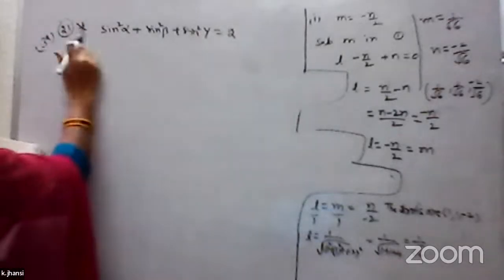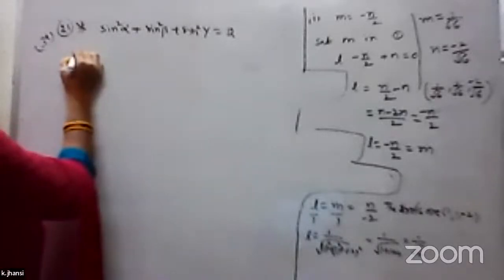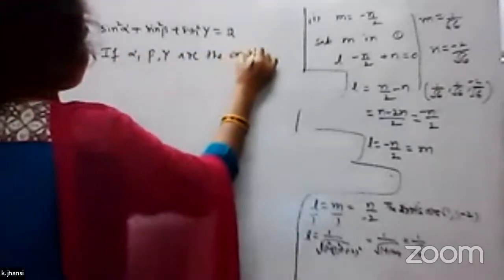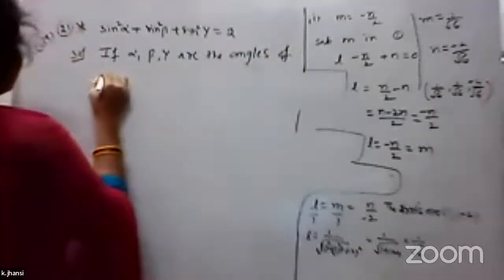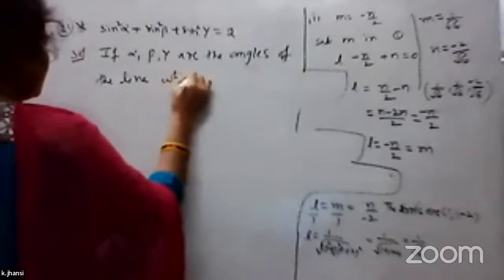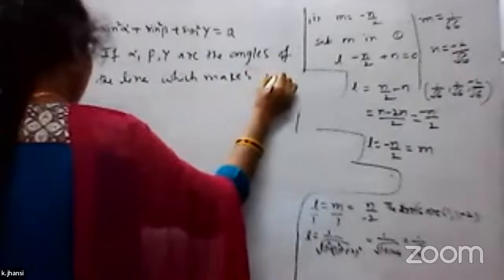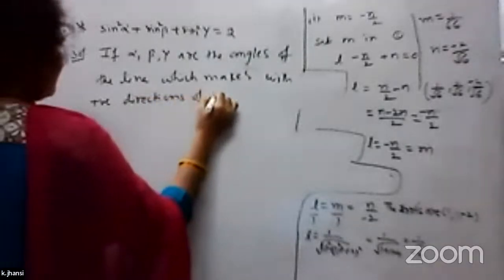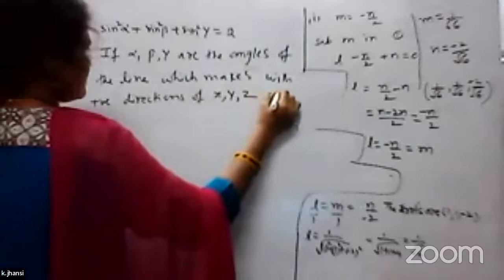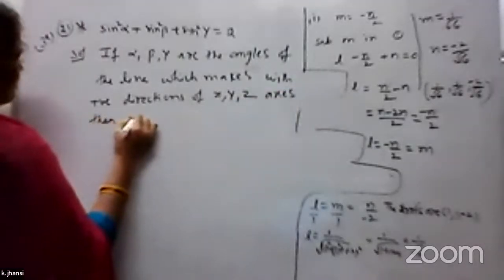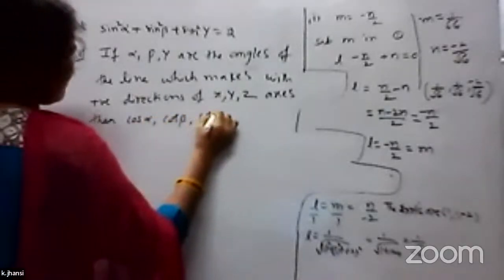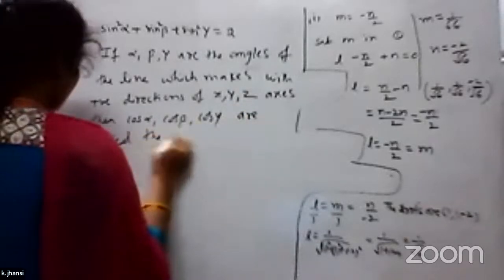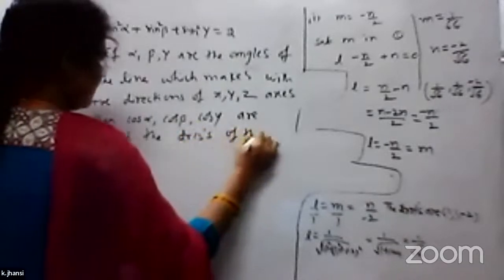Okay, so here first you write that one. If alpha, beta, gamma are the angles of the line which makes with the positive direction of the x, y, z axes, then cos alpha, cos beta, cos gamma are called the direction cosines of the line.